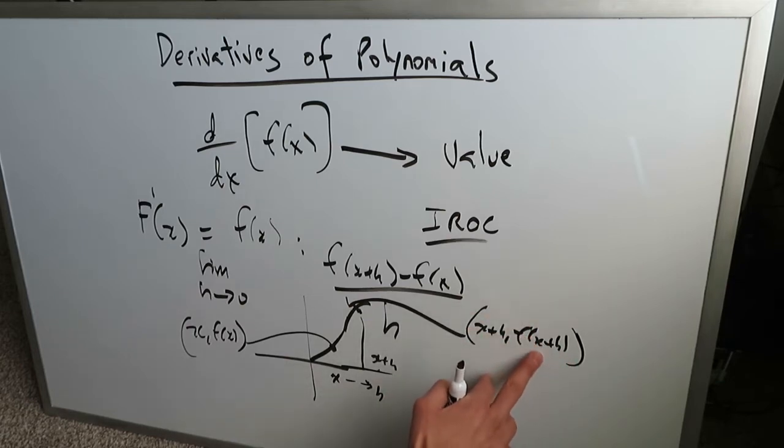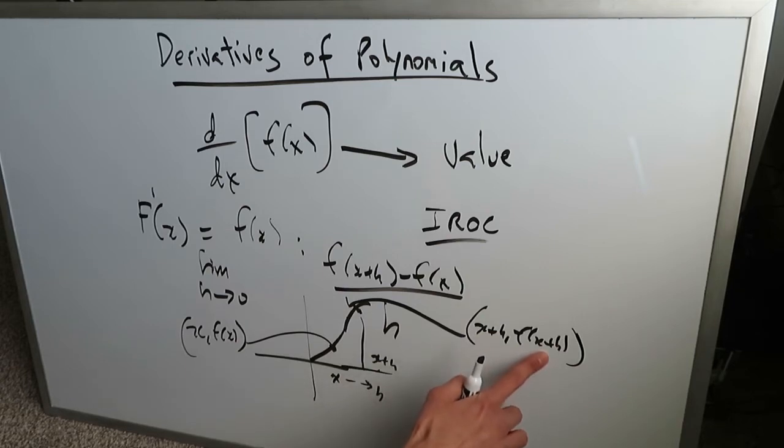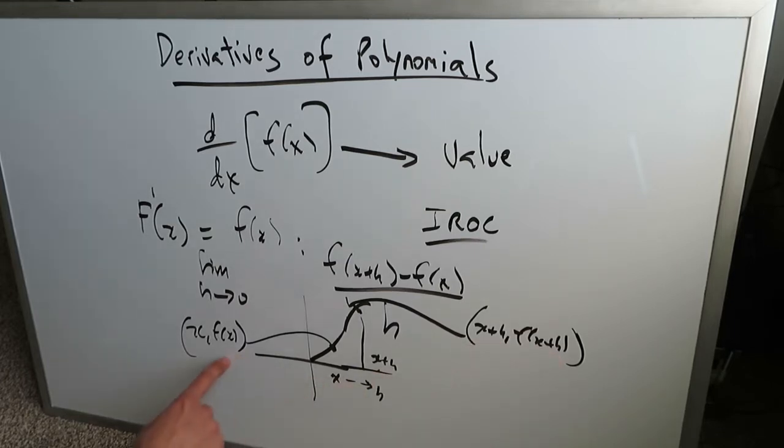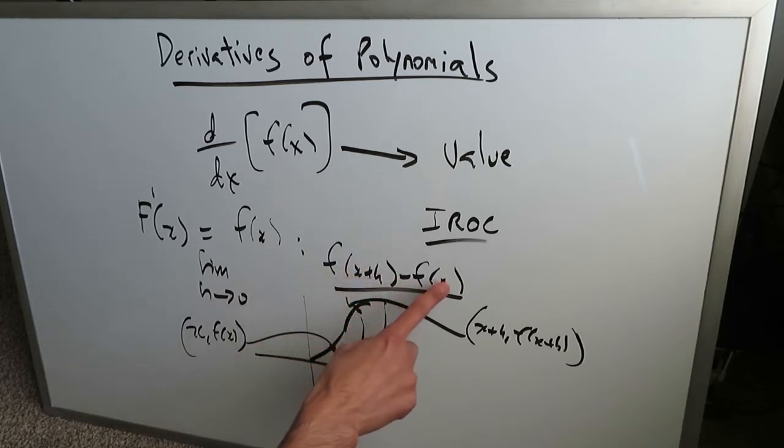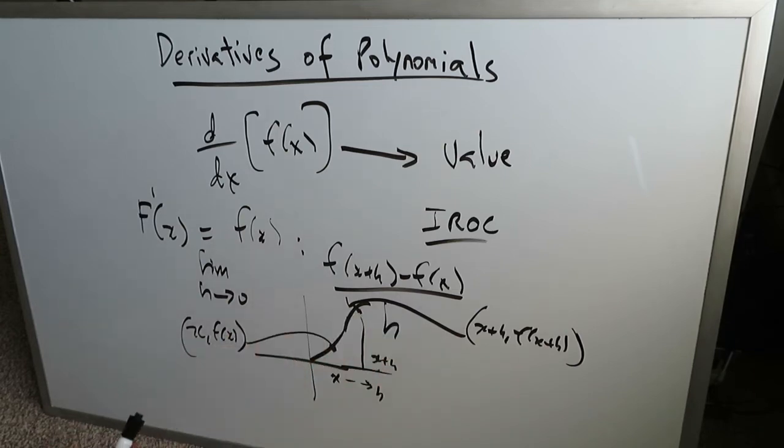So f of x plus h represents the input of x plus h, giving you the rise of that output, which is represented in terms of the y value. With y2, x2, y1, x1, you could have done the slope y2 minus y1 divided by x2 minus x1, which gives you this formula, f of x plus h minus f of x divided by h. I have also presented that in another video.